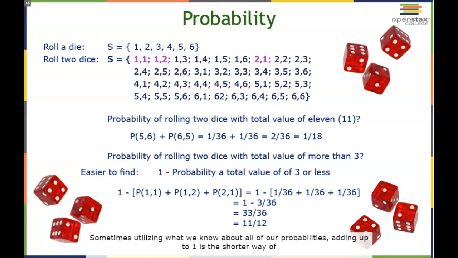Sometimes utilizing what we know about all of our probabilities adding up to 1 is the shorter way to coming up with the answer. Otherwise, we would have had to do the probability of more than 3, which would have been 1, 3, 1, 4, 1, 5, 1, 6, 2, 1, 2, 2, 2, 3, 2, 4, 2, 5, and so on, all the way to 6, 4, 6, 5, 6, 6. And we'd have to add all of those probabilities up. Versus, well, we just took the ones that are 3 or less and subtracted it from 1.